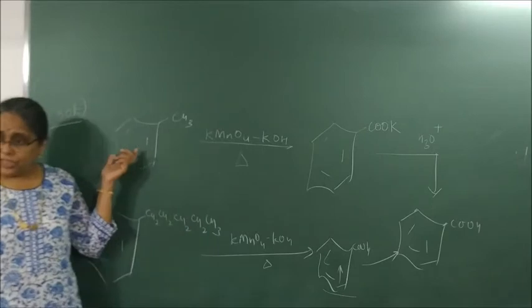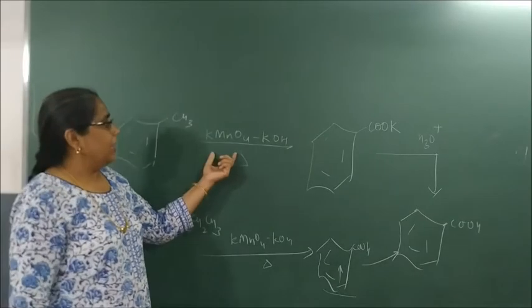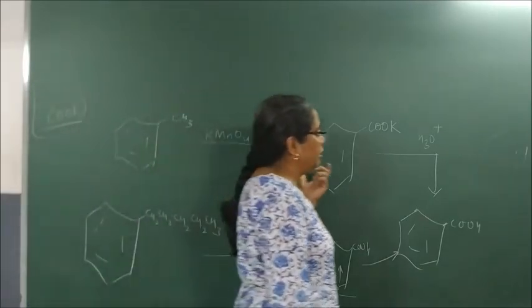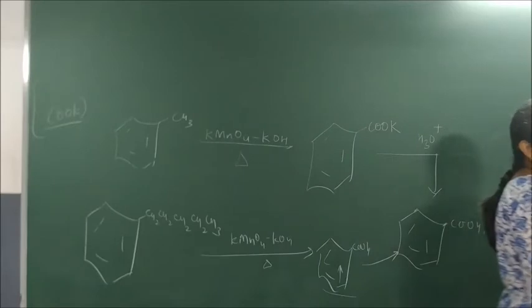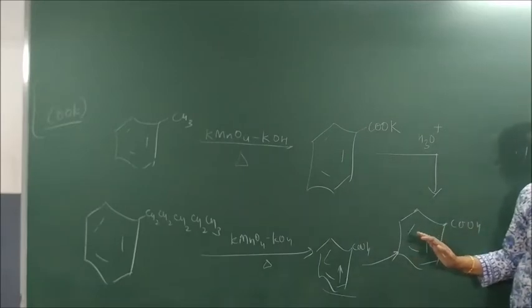First write the first reaction. Take toluene or methyl benzene and react it with KMnO4 and KOH. Heat it. You get COOK, which on acidic hydrolysis gives benzoic acid. Please write.